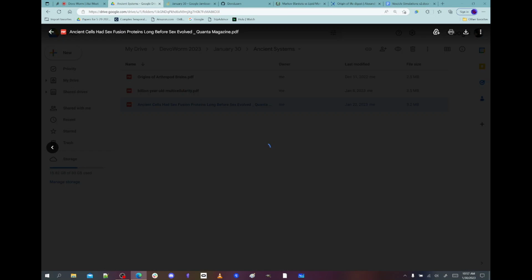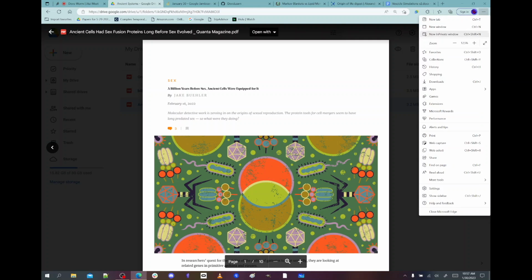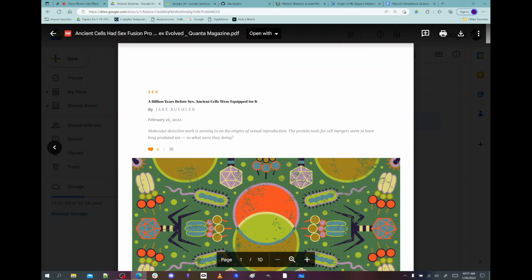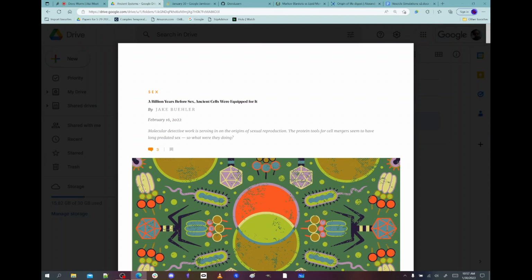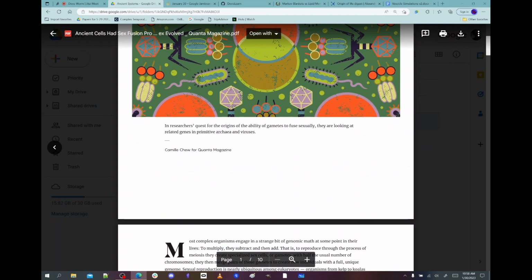So the first article is this Quanta article: "A Billion Years Before Sex, Ancient Cells Were Equipped for It." This is based on molecular work that's zeroing in on the origins of sexual reproduction. The protein tools for cell mergers seem to have long predated sex. So what were they doing? This goes through some of this.